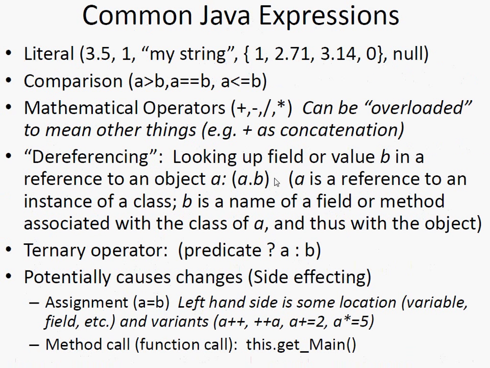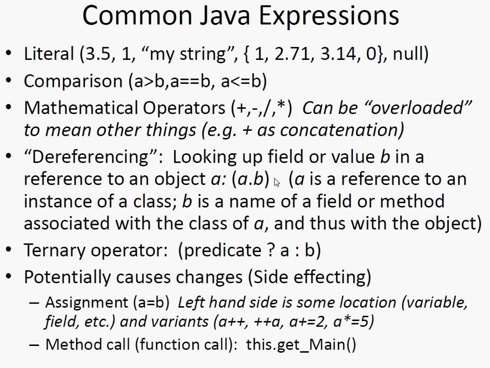Okay, so here's a couple of common Java expressions. Many of them are literals. 3.5, 1, "my string". This is actually a Java expression that denotes an array, kind of like a vector consisting of 1, 2.71, 3.14, and 0. A final value is null, which means not referring to any particular object. It would be referring to some object, but it's referring to none. It's the decided value referring to none.